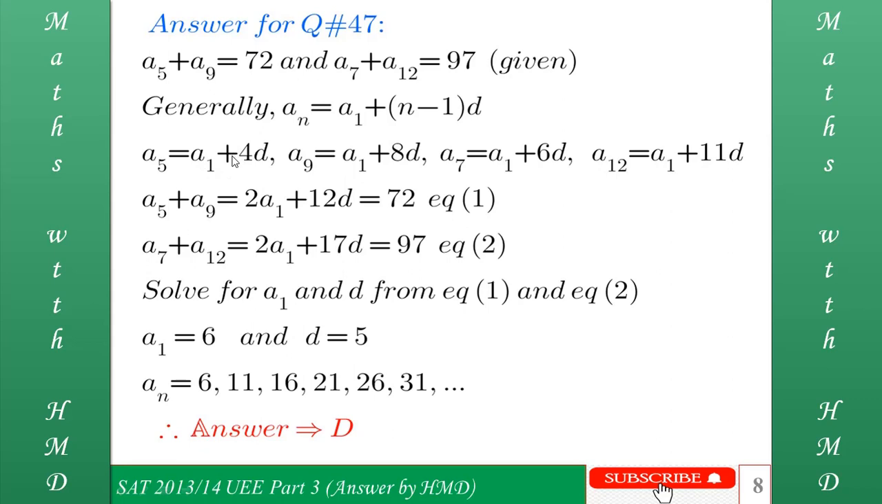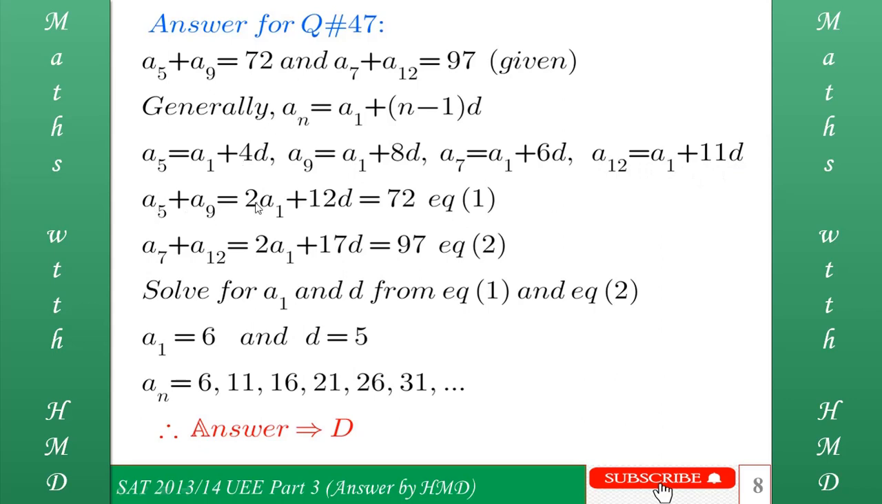So A5 is equal to A1 plus, what is 5 minus 1? 4, right? So A5 is equal to A1 plus 4D. Similarly, A9 is equal to A1 plus 8D. A7 is equal to A1 plus 6D. And A12 is equal to A1 plus 11D.